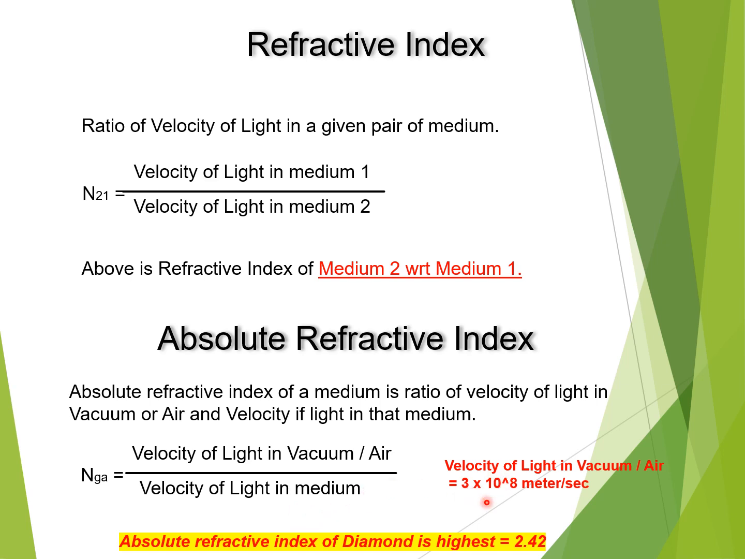And here, recall that the velocity of light in vacuum is 3 into 10 to the power 8 meter per second. Just for reference, the absolute refractive index of diamond is the highest, which is 2.42. Sometimes this question is asked: in which medium is the refractive index highest? Then you will immediately write that the highest absolute refractive index is of diamond, which is 2.42.